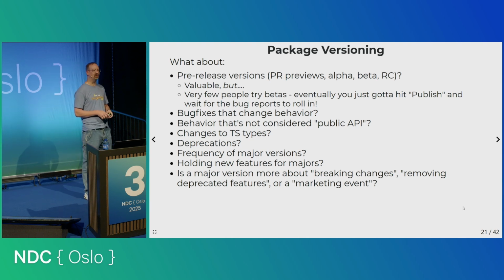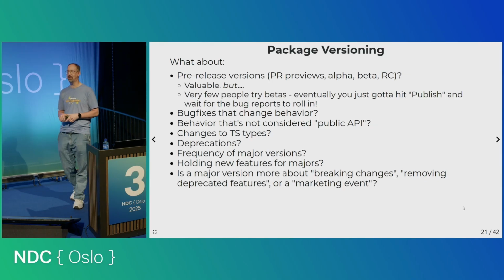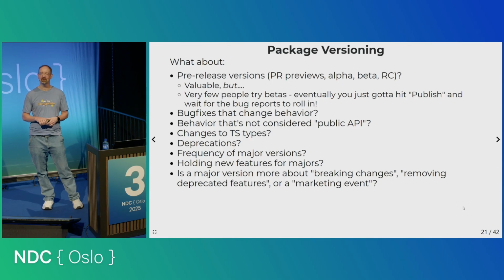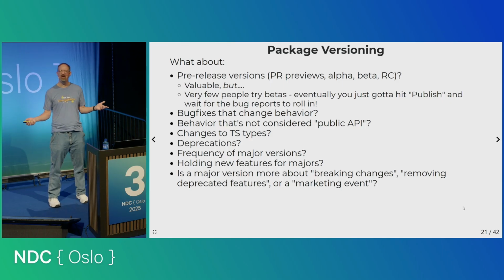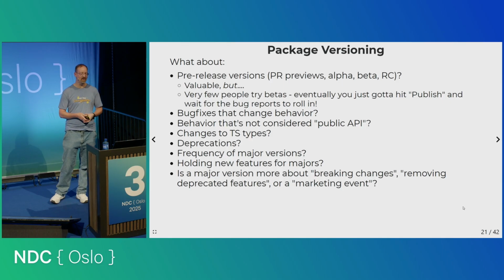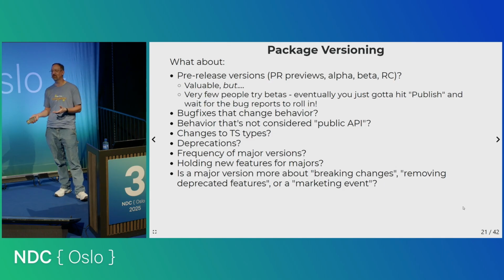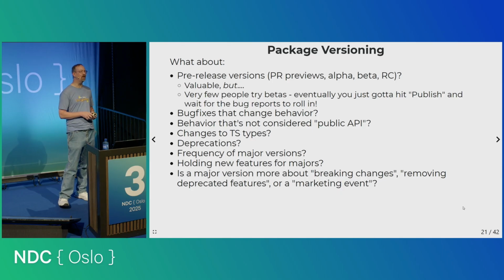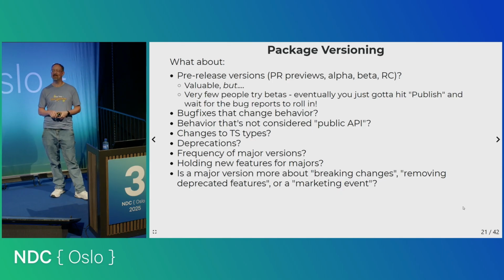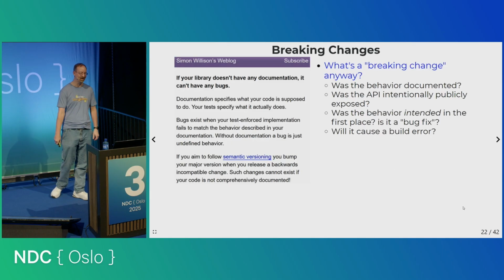What about a bug fix that changes behavior? What about changing behavior that's not part of your public API, but it turns out someone was depending on this? What about changes to TypeScript types? Does that apply to semantic versioning? How often are you supposed to publish a major version anyway? Should I publish new features in minors? Should I hold them for majors? Really, is a major version more about breaking changes, or is it kind of more like a marketing event? I'd never thought about any of this stuff before I started having to deal with this.